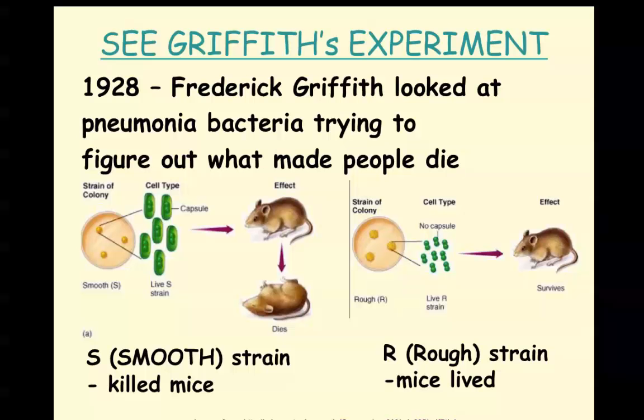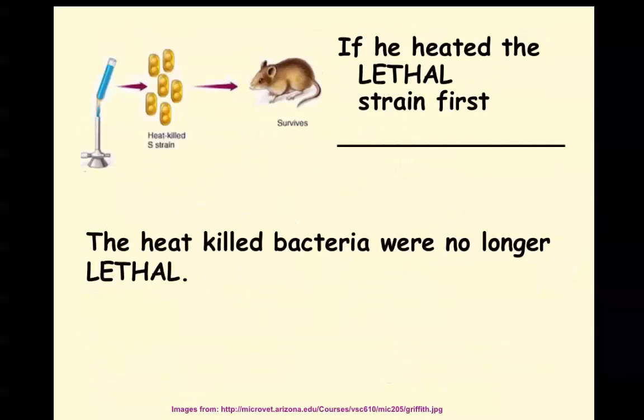Our first one we'll talk about is Griffith, and basically he looked at the pneumonia bacteria, and he figured out that there were 2 different strains. There was a smooth strain, and when injected into mice, the mice would die, and then there was a rough strain. When that was injected into mice, they would live. If he heated that lethal smooth strain, the mouse survived. So the heat-killed bacteria were no longer lethal, okay? They allowed the mice to live.